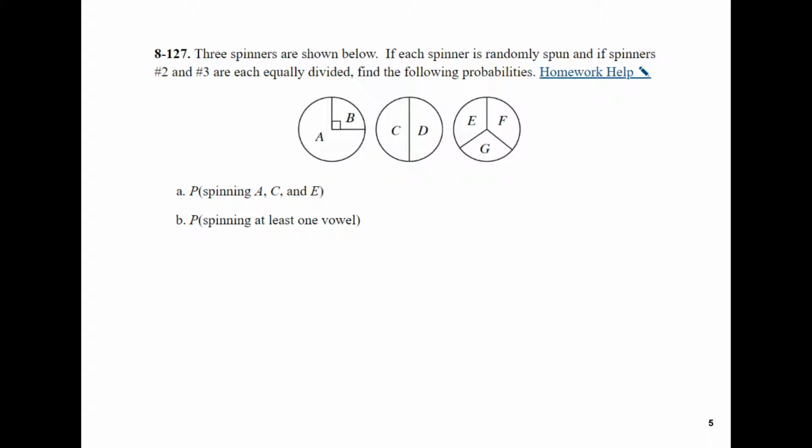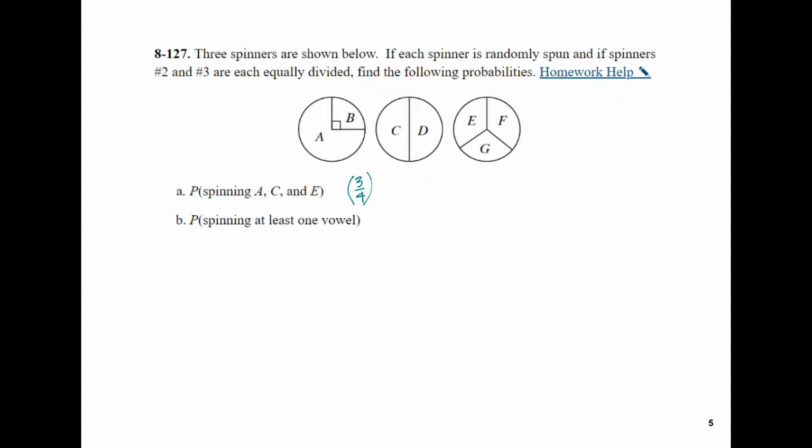8-127, 3 spinners are shown below. If each spinner is randomly spun, and if spinners number 2 and number 3 are equally divided, find the following probabilities. So the probability of spinning an A is 3/4 chance.